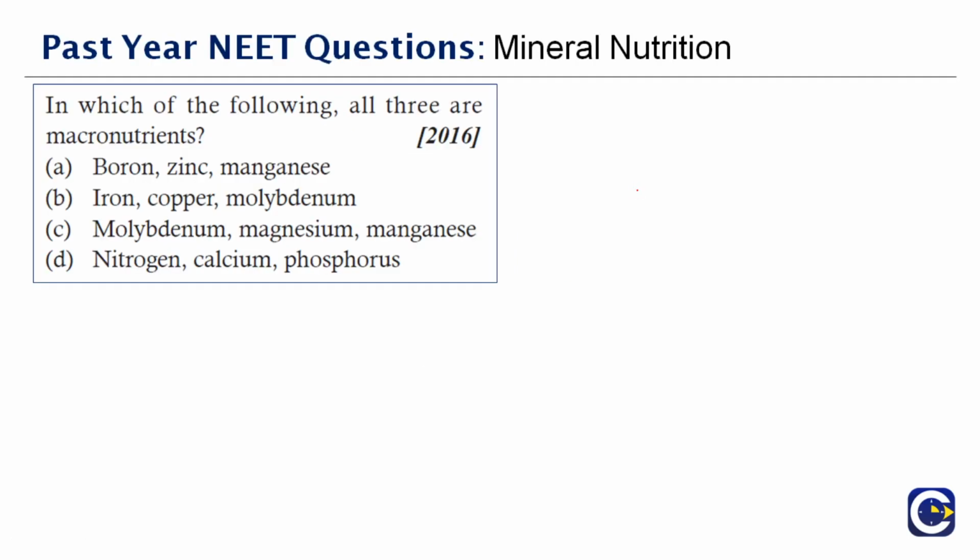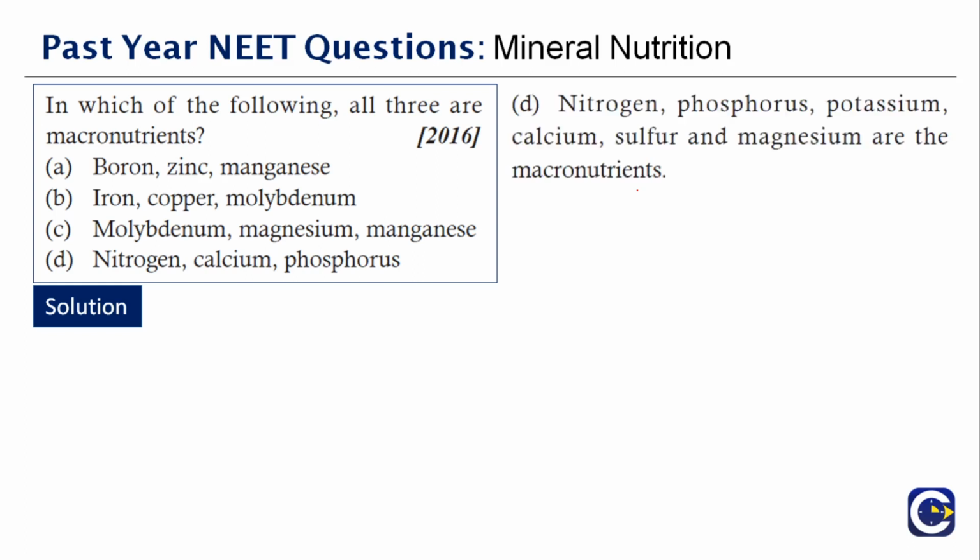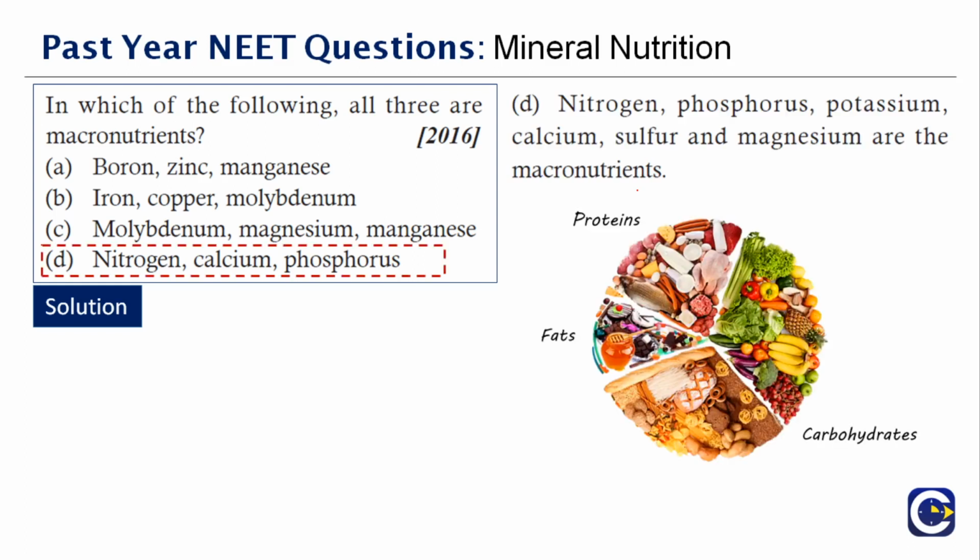In which of the following all three are macronutrients? Okay. So the right answer is option D, nitrogen, calcium and phosphorus. Calcium, then you have sulfur, magnesium are macronutrients. Therefore the right answer is option D. Protein, fats, carbohydrates, all these are also macronutrients. They have to be synthesized, or they have to be reduced into a simpler form. Only then the body can absorb it.